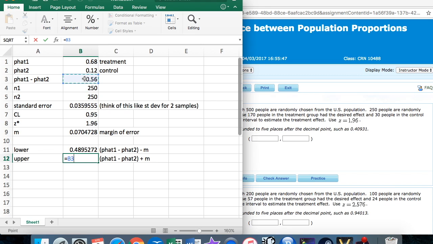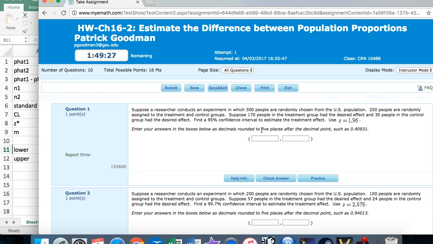Okay, so click on your difference between the two, sum your standard error, or sorry, your margin of error, and there you go. So we found our two values. Now they want it to 5 decimal places. Remember to look at this, not this example.